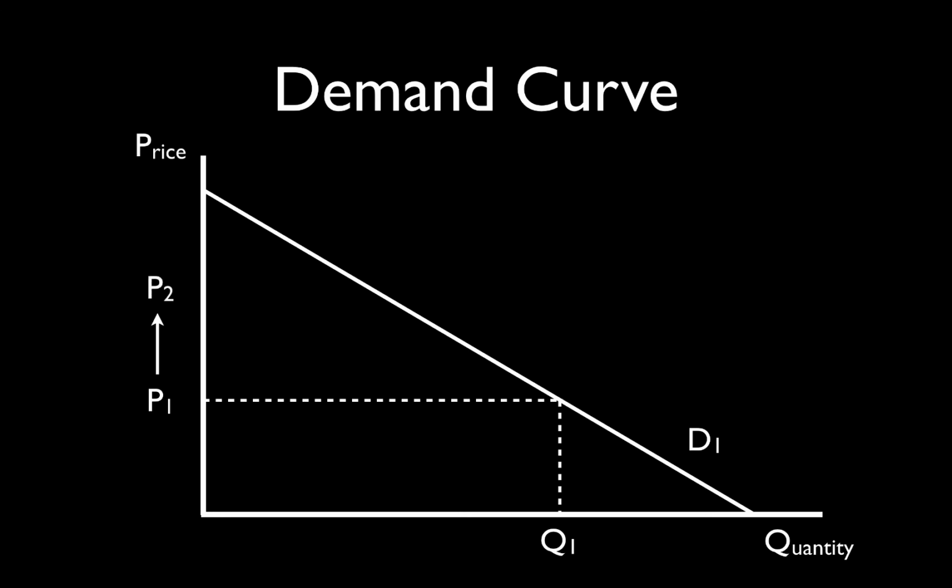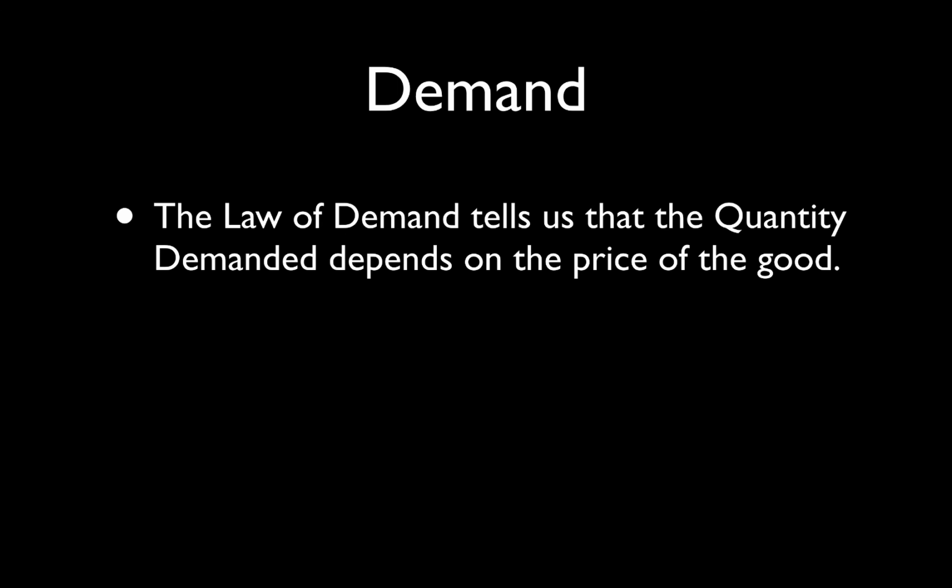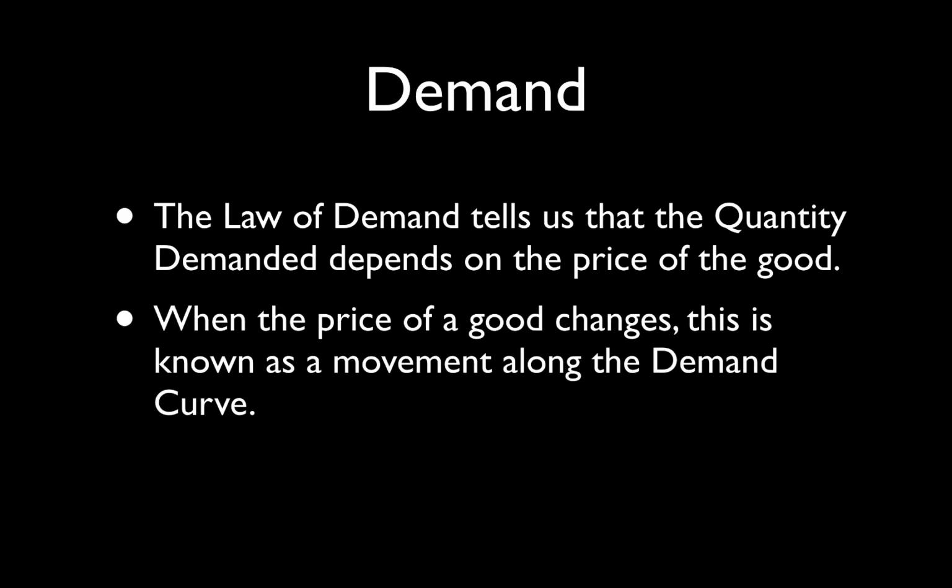Alternatively, and I know this is a recap and maybe annoyingly so for some of you, as price rises, quantity demanded falls. As price rises, people buy less of the good. We've already said this, we've shown it a few times. The law of demand tells us that the quantity demanded, the amount that people buy, depends on the price of the good. That's what quantity demanded means. When the price of the good changes, this is known as a movement along the demand curve.